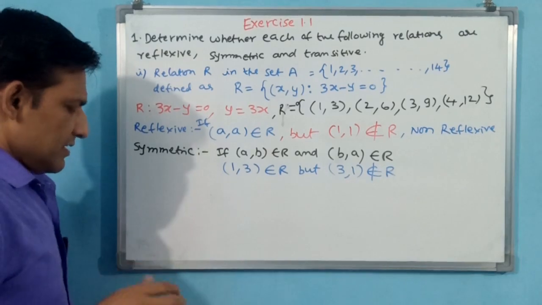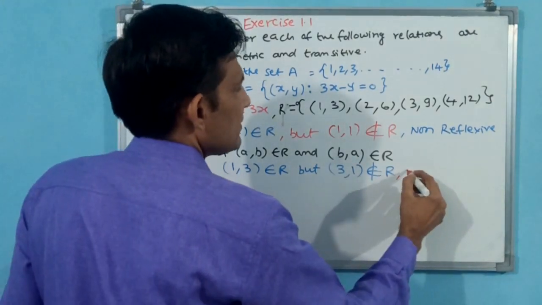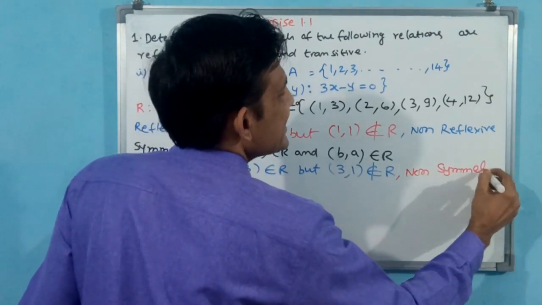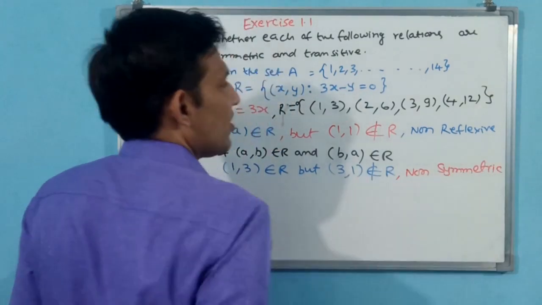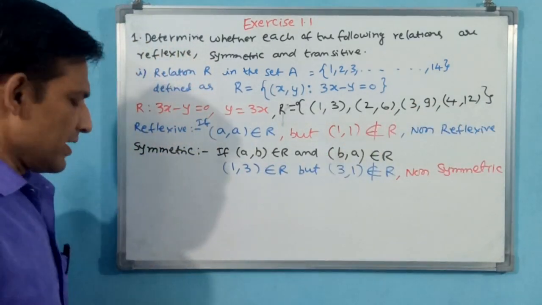Then what do you have to write? You have to write non-symmetric. Non-symmetric relation, non-reflexive relation, like that you write.